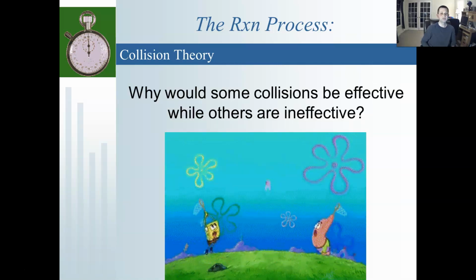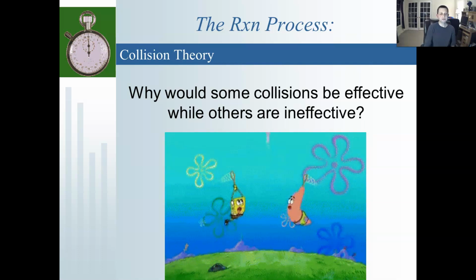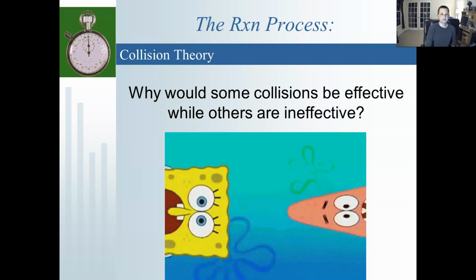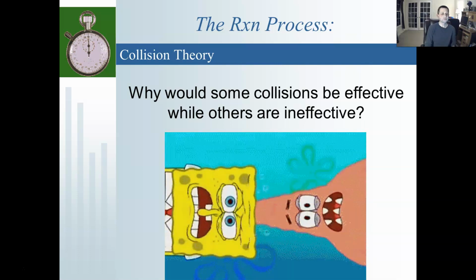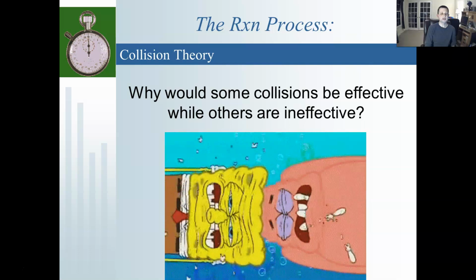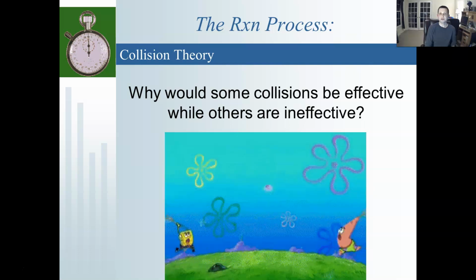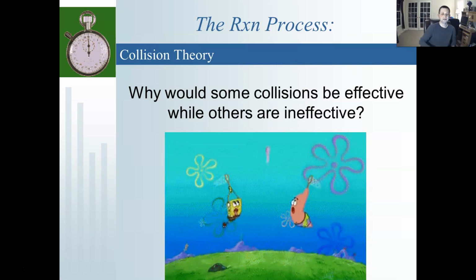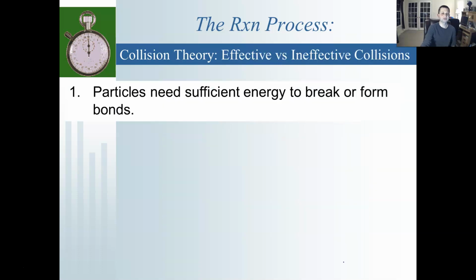So why would some collisions be effective while others are ineffective? Let's see, we have SpongeBob and Patrick here going after a jellyfish, and clearly this is not going to end well for either one of these. You can see that they do collide here, and they just bounce off one another. So this is definitely an ineffective collision. So why would some collisions be effective and others be ineffective, like the one you have on your screen here? A couple things we're going to look at.